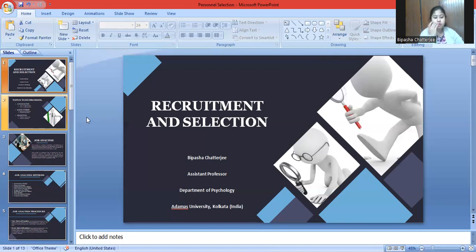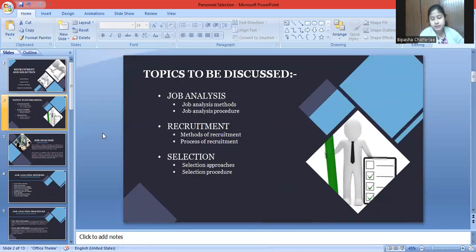Now, before we move on to what recruitment and selection is about, we will talk about three headings which are important and need to be understood while we are discussing personnel selection. The first one is job analysis, which again has job analysis methods and job analysis procedure. Next, we have recruitment, where we will be discussing the methods of recruitment and process of recruitment, and then selection approaches and selection procedures. Now, job analysis.